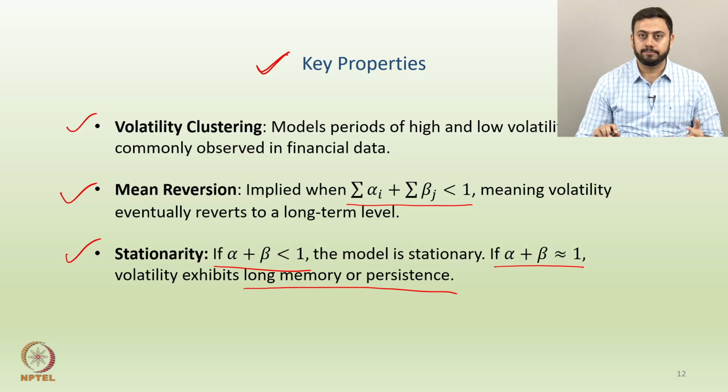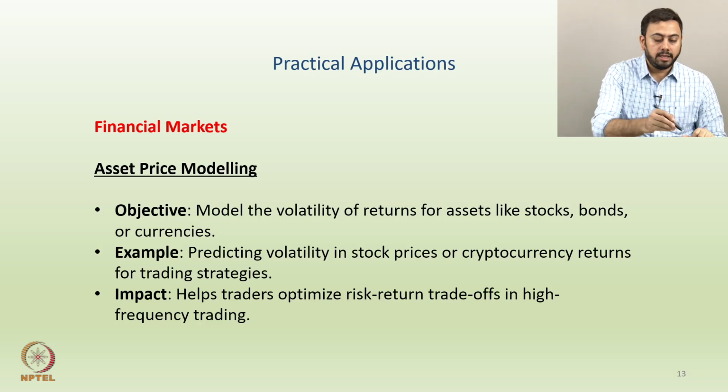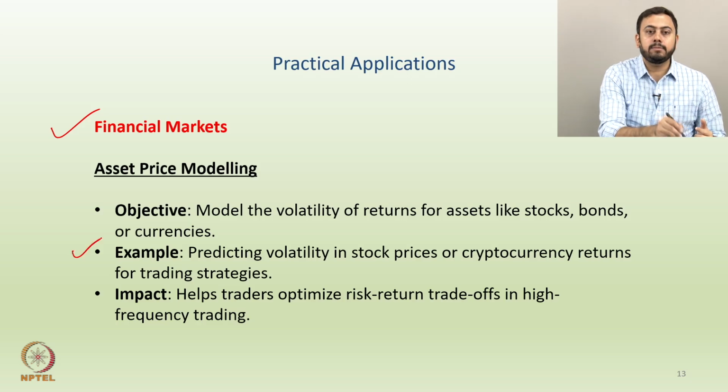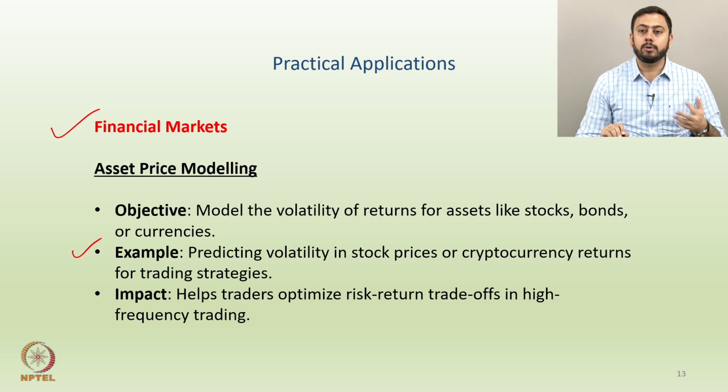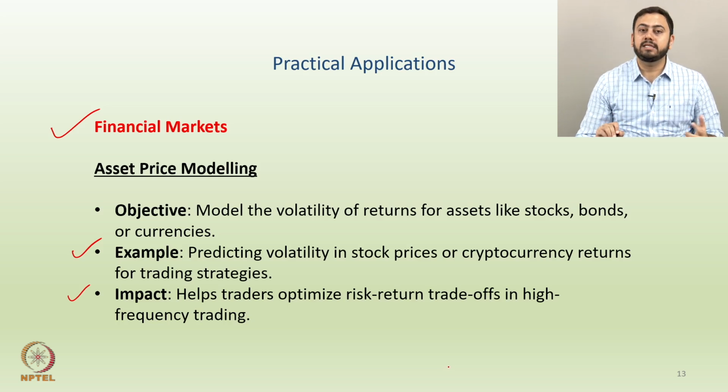Alright, now towards the end we will wrap up this week by discussing a few practical applications, which can be seen in multiple different areas. The first is financial markets, in asset price modeling. The objective is to model the volatility of returns for assets like stocks, bonds, currencies, etc. A small example is predicting volatility in stock prices or cryptocurrency returns for trading strategies. The impact is that it helps traders optimize risk return trade offs in high frequency trading.